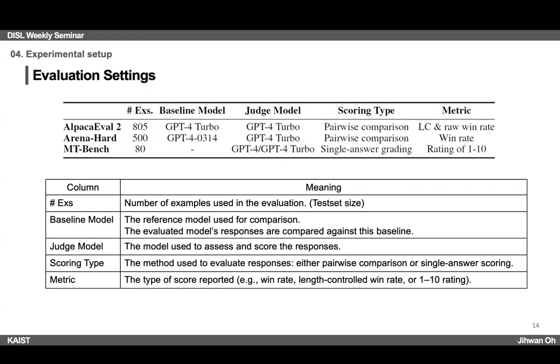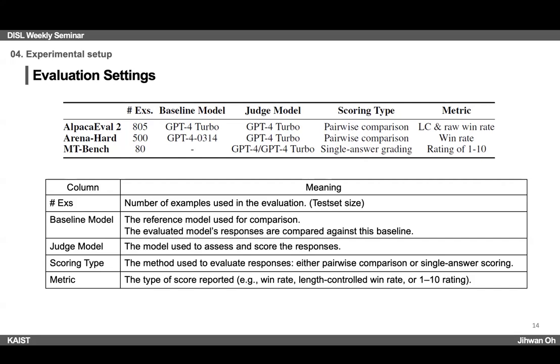Secondly, Arena-Hard has 500 examples and uses GPT-4 as a baseline. It also uses pairwise comparison and only uses the win rate. And the MT-Bench consists of 80 prompts, and there is no explicit baseline, and GPT-4 Turbo serves as judge. Here responses are rated on a 1 to 10 scale using single answer scoring.